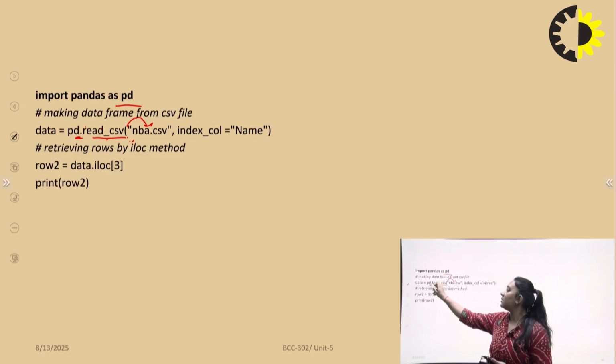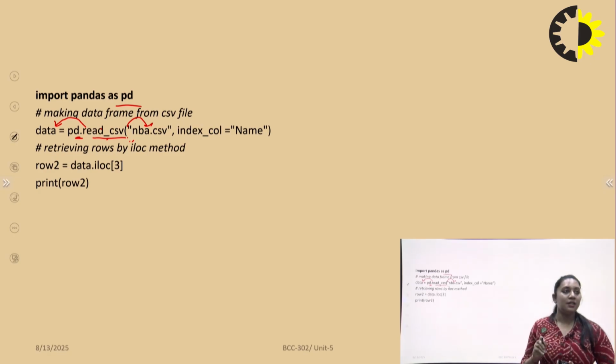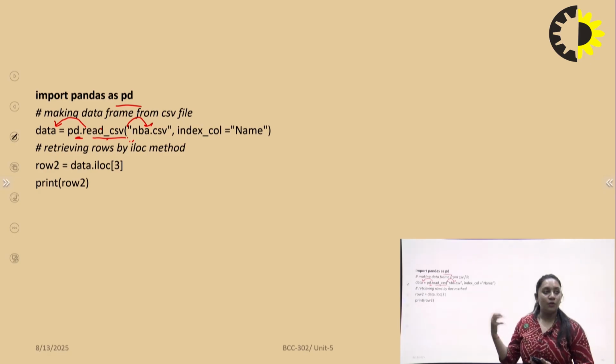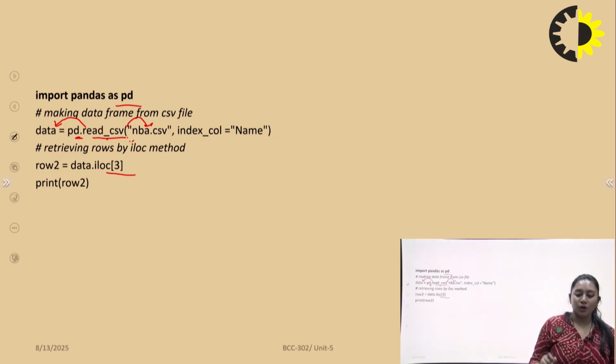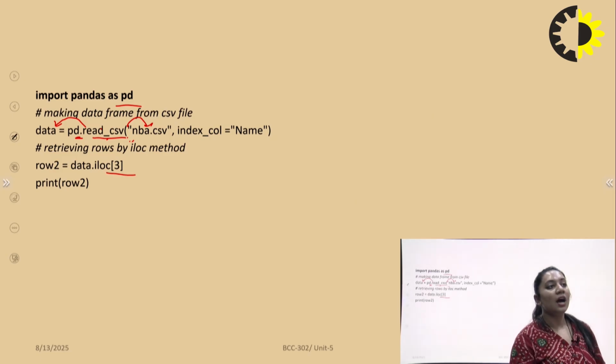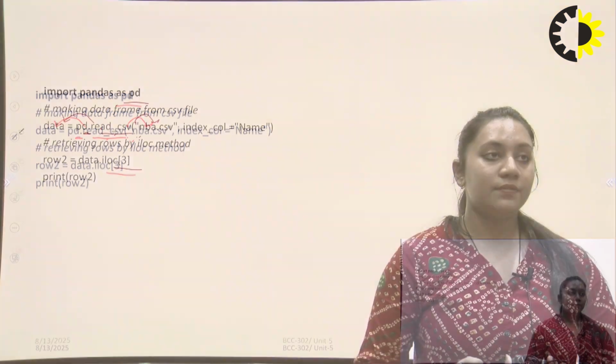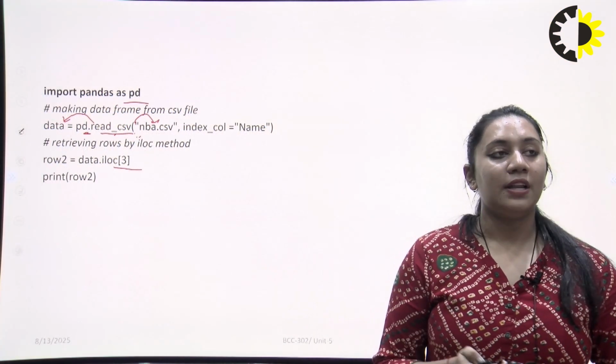After that, the CSV file is stored in the data variable, right? So with the help of iloc, retrieving the rows of the elements, we can use iloc to give the imported row value, right?